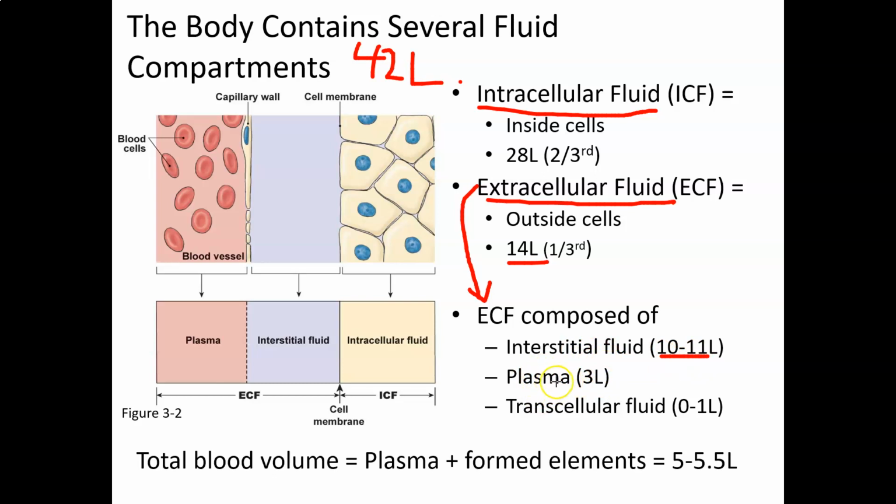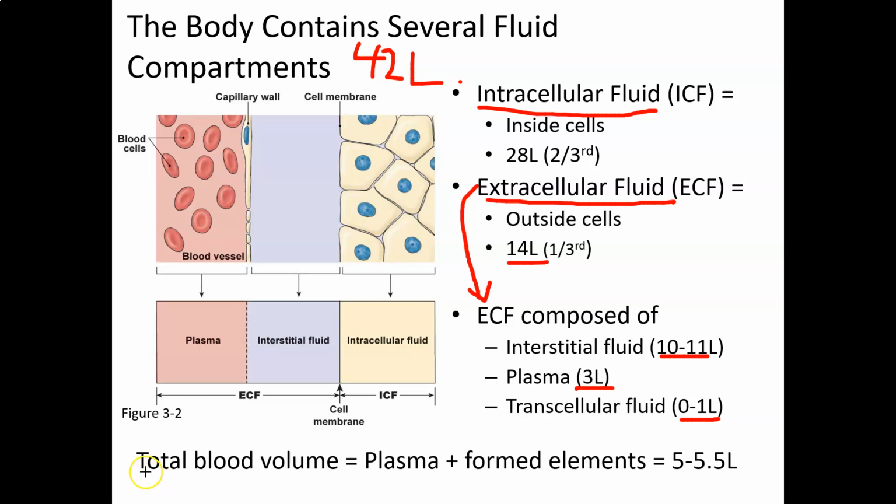The plasma, that's why we're talking about this now, that's the liquid portion of blood, it's about 3 liters. And the transcellular fluid is less than 1 liter, so it's 0 to 1 liter. And that's fluid that doesn't fit any of the other categories. It's not inside a cell, it's not bathed in a cell, it's not in your blood itself as plasma. So it's called transcellular fluid. And a good example of that would be like intraocular fluid. So the vitreous and aqueous humors in the eye would be like that.